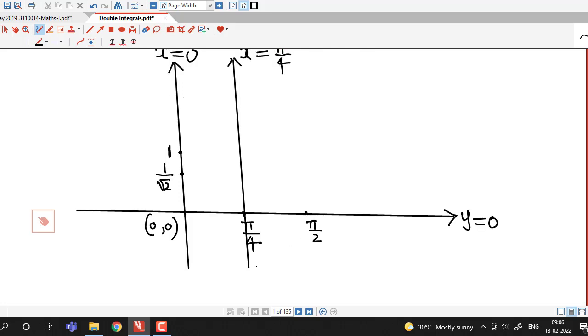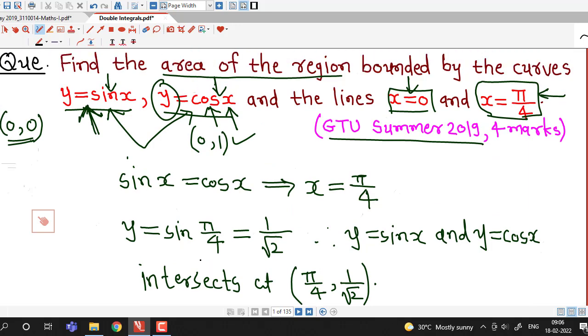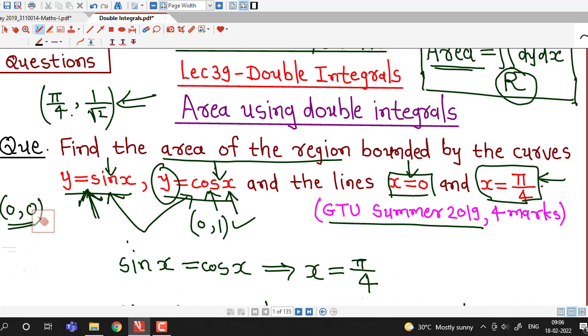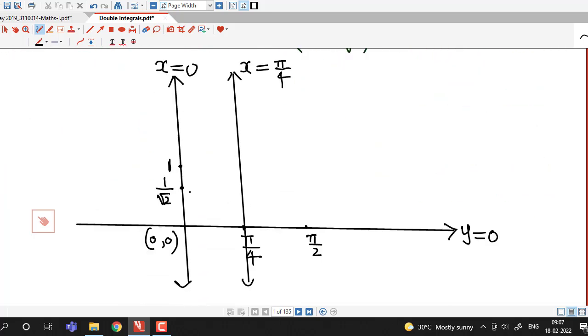Now this line intersects y equal to sin x at this point (pi by 4, 1 over root 2), and y equal to cos x and this line also intersect at this point (pi by 4, 1 over root 2). So that point is here. Now we know that for y equal to sin x, if we take x equal to 0, y is 0, so it will pass through the origin.